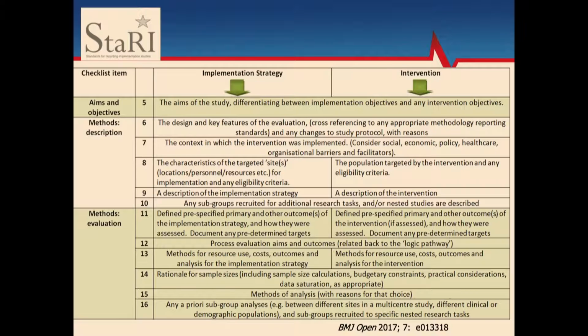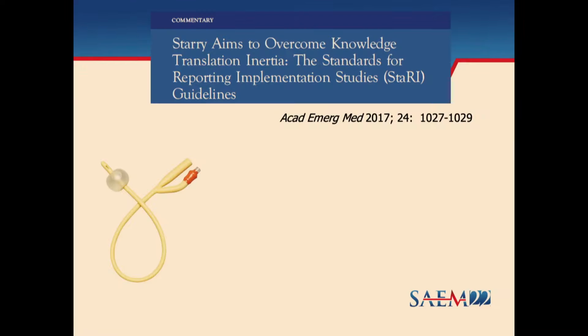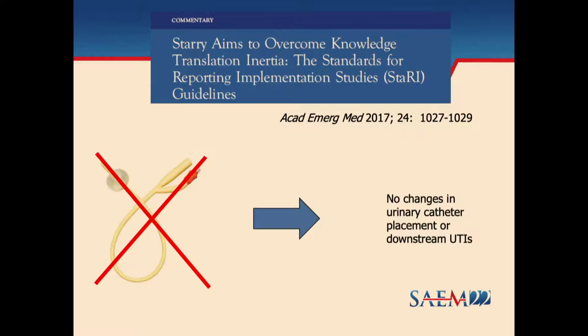So the implementation, the STARI guidelines have 27 different components, and they are, I think, worth looking at if you're really interested in implementation science. We tried to put into context in this editorial in Academic Emergency Medicine why it was important.